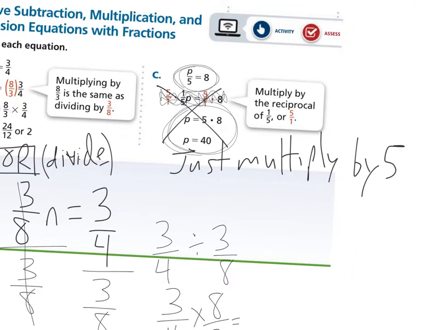Just a quick refresher about some rules about working with fractions. When you're adding or subtracting fractions, you have to get a common denominator. When you are multiplying fractions, we don't need a common denominator. We'll just multiply the numerators, multiply the denominators. And then dividing fractions, we just talked about keep, change, reciprocal, and then we change that into a multiplication problem.